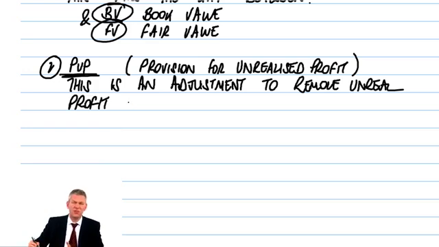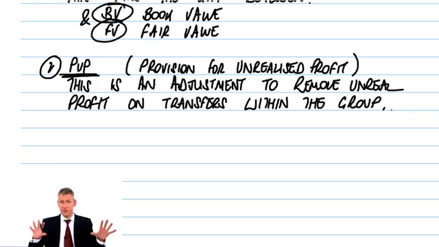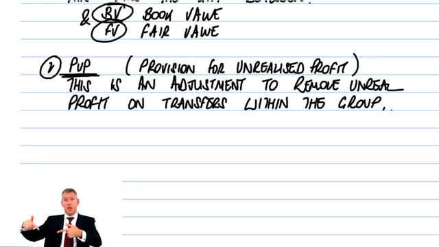On sales, on transfers, I'll use that phrase, on transfers within the group. It can actually be between fellow subsidiaries. But in exam questions, it's always between parent and sub, either in the direction sub to parent or parent to sub, either in those directions. And of course, this question has that.